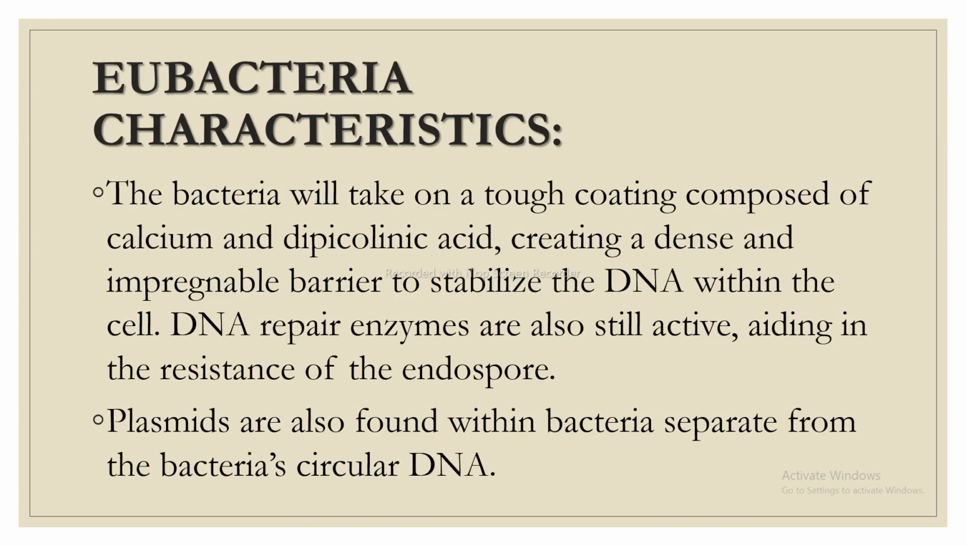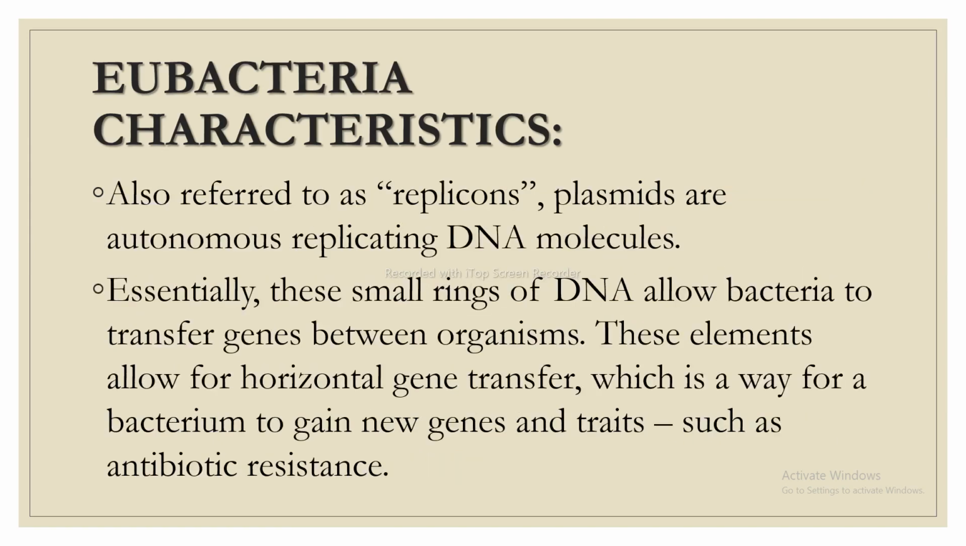So plasmids are also found within the bacteria and separate from the bacteria's circular DNA, also referred to as the replicons. Plasmids are autonomous replicating DNA molecules. Essentially, these small rings of DNA allow the bacteria to transfer genes between organisms, and these elements allow for horizontal gene transfer, which is a way for a bacterium to gain new genes and traits such as antibiotic resistance.